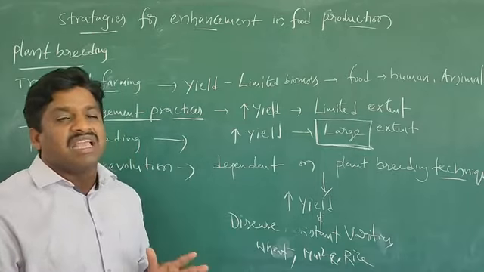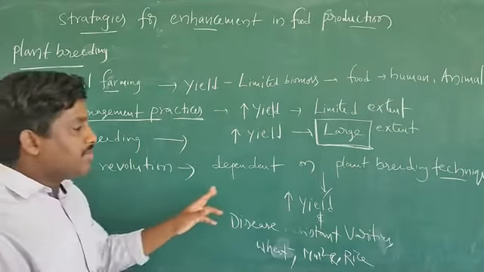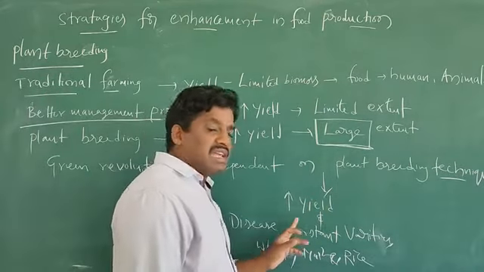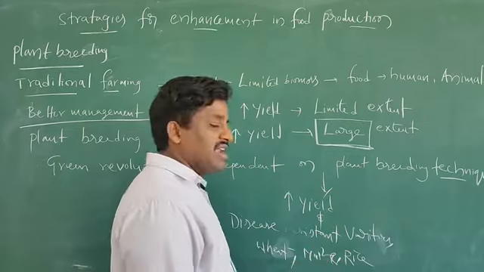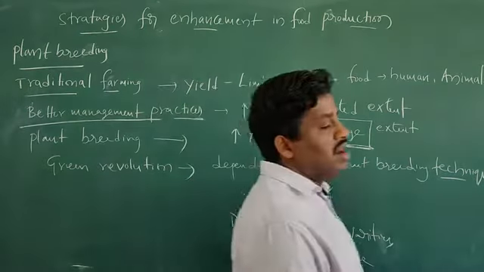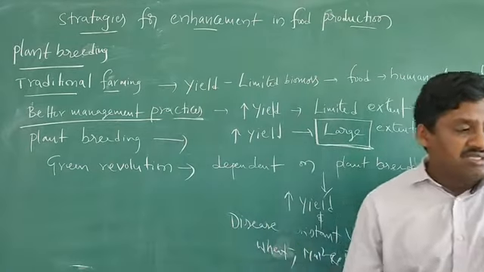So this green revolution is dependent on plant breeding techniques. As a result, we are increasing the yield, and disease resistant varieties are also developed, particularly wheat, maize, jowar, and other varieties. That's it. Okay, next.